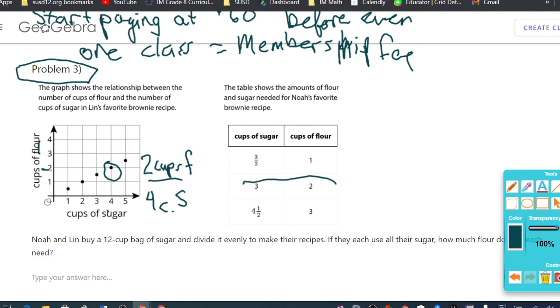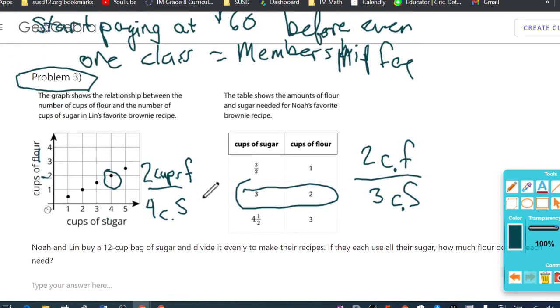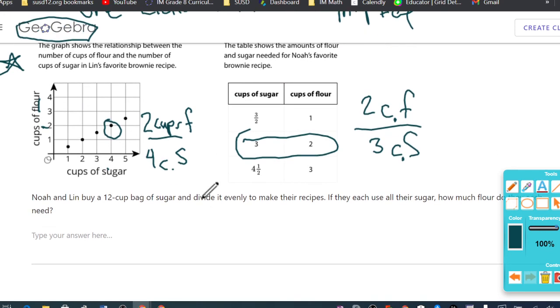I'm going to look right here because that looks a little easy for me. It is 2 cups of flour for every 3 cups of sugar. Now I can compare these ratios. If you have 2 cups of flour in Lynn's recipe, you need 4 cups of sugar. If you have 2 cups of flour in Noah's recipe, you only need 3 cups of sugar. It is less sweet. I probably want Lynn's recipe because it has more sugar.